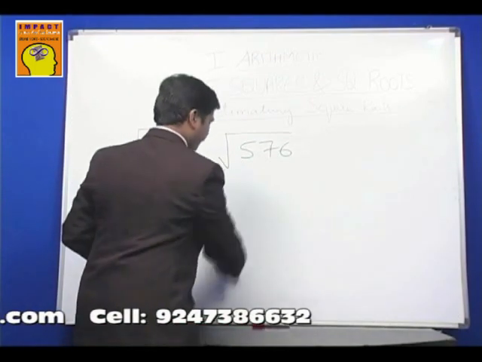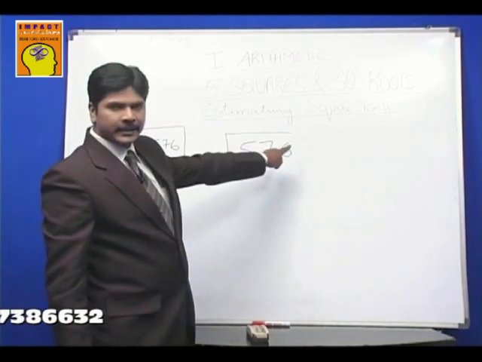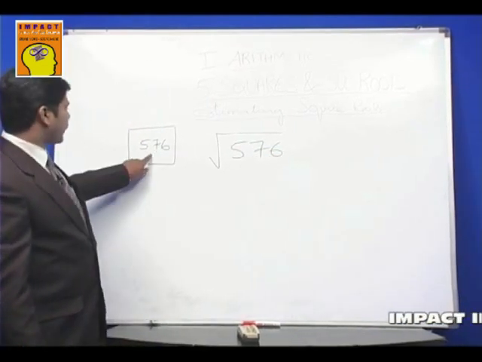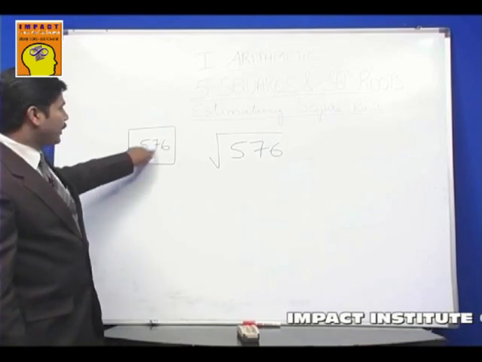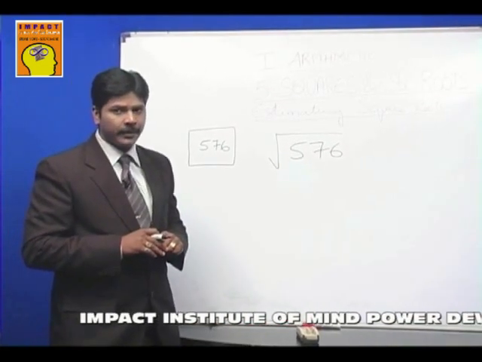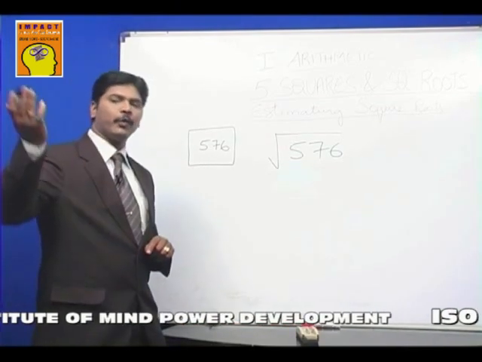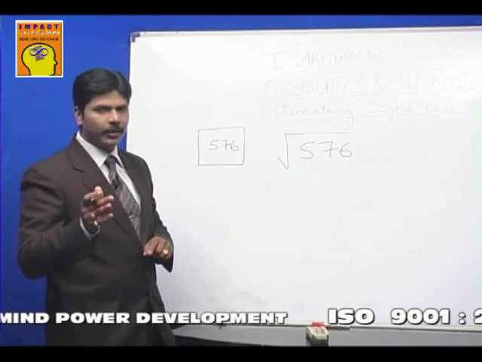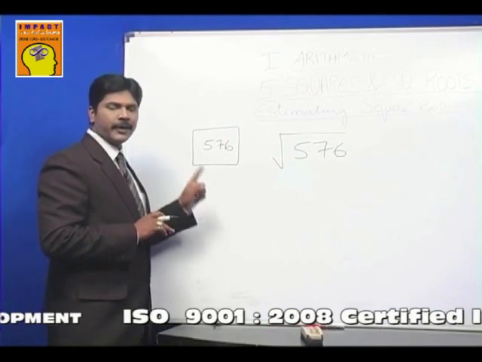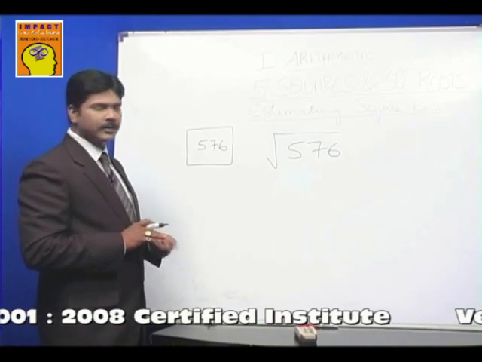Now, this under root 576, mind you, means a question something like this: the area of the square is 576. Now mind you, initially we are taking only perfect square numbers, not non-perfect square numbers. Square roots are only for perfect square numbers. Later I'll show you how to find even for non-perfect squares also, but right now only for perfect squares. See, the area of a square is 576 units. So what are the sides?